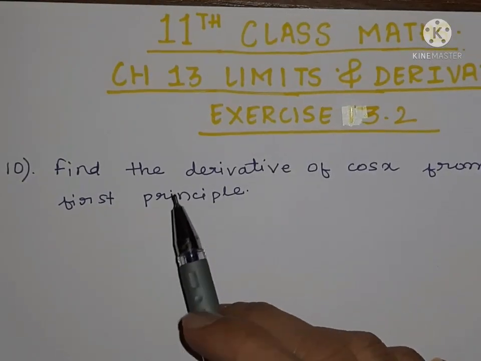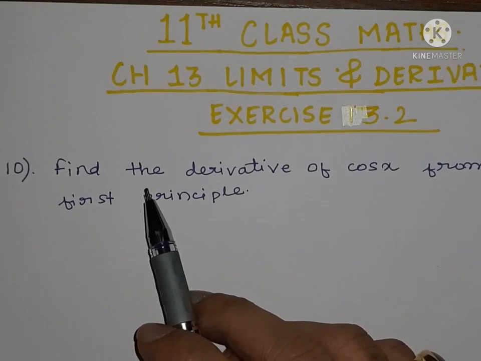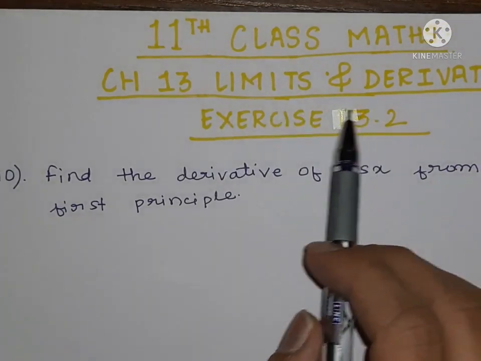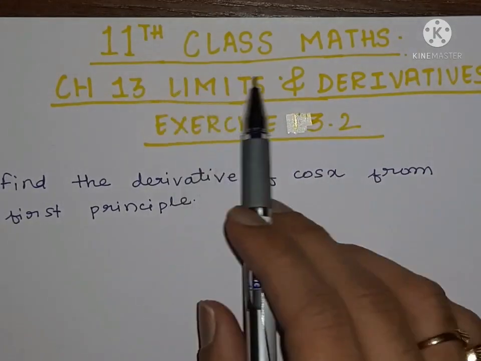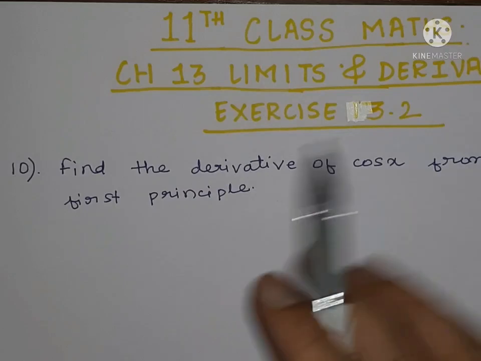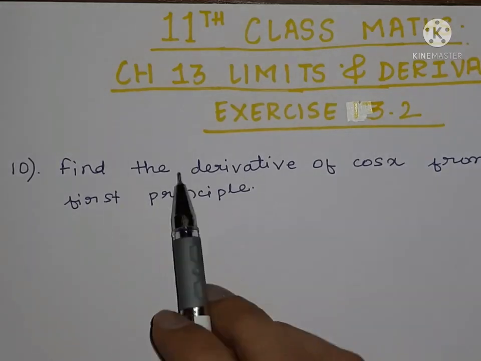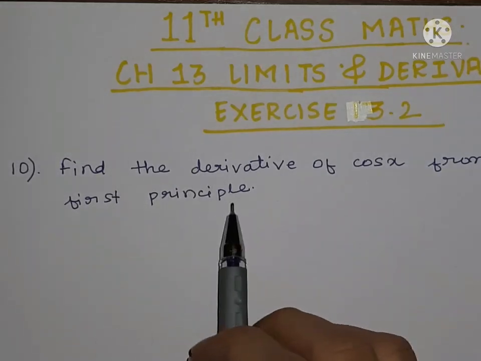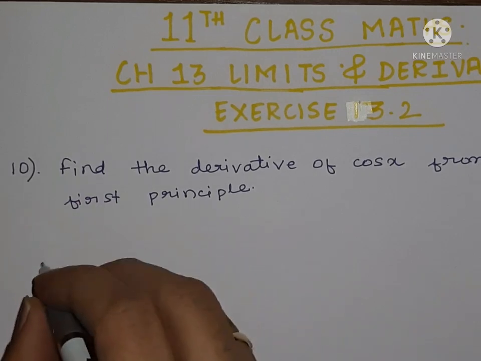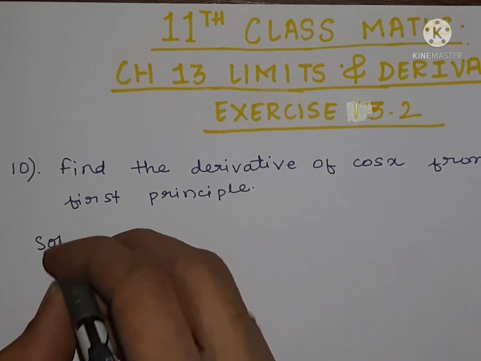In this video, we will solve problem 10 and 11 of exercise 13.2 of chapter 13, limits and derivatives, of 11th class maths. Okay. So here the 10th problem is: find the derivative of cos x from the first principle. Okay. So let us solve this.